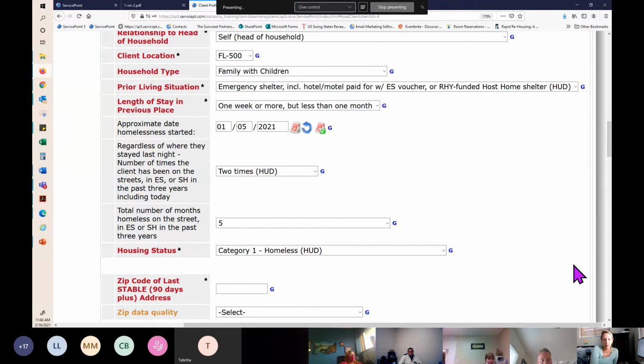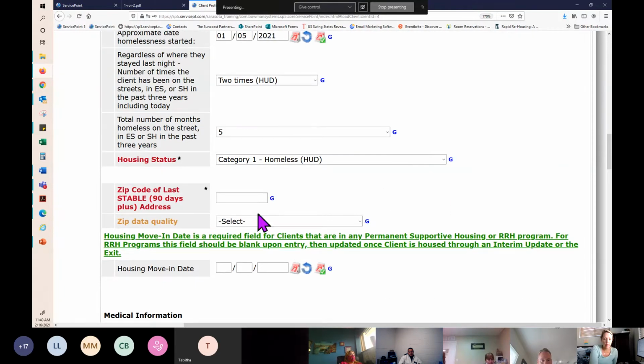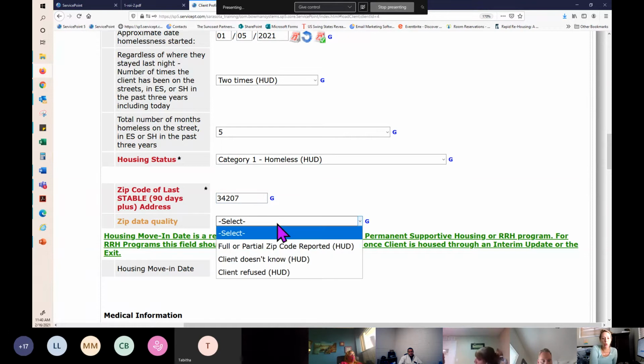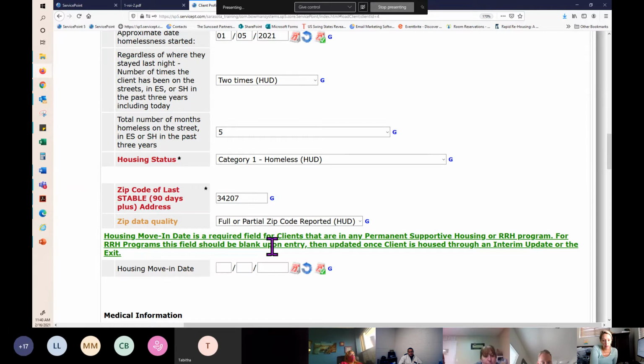And then we're going to want to ask the family what their last stable zip code is. I'm going to say that the family was living in Bradenton and their last stable zip code is 34207, and zip code quality is full. So this is the full zip code. Pasco, I don't believe you guys use zip code. We use the zip code in order to target prevention efforts to specific neighborhoods and gauge whether there are higher eviction rates or a higher need in certain communities. It also helps other providers who have funds that are limited to specific jurisdictions to narrow down that client search.